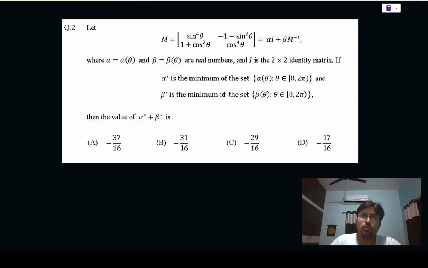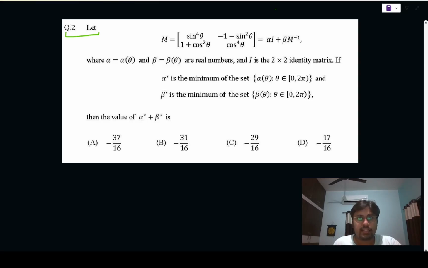In this video, we are going to solve this problem from the 2019 JEE Advanced paper 1. This is the second problem in the paper from the mathematics section. It says, so they are defining a matrix. M is a 2 by 2 matrix which has some trigonometric functions inside, and this matrix has been decomposed.